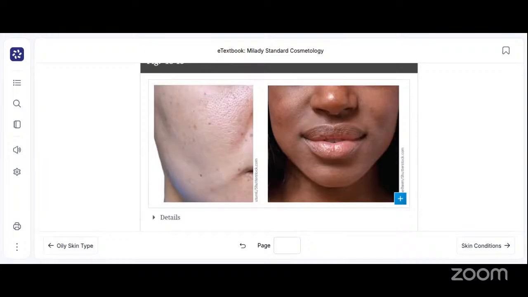So I want everybody to notate that. Let's see if we have anybody coming in.